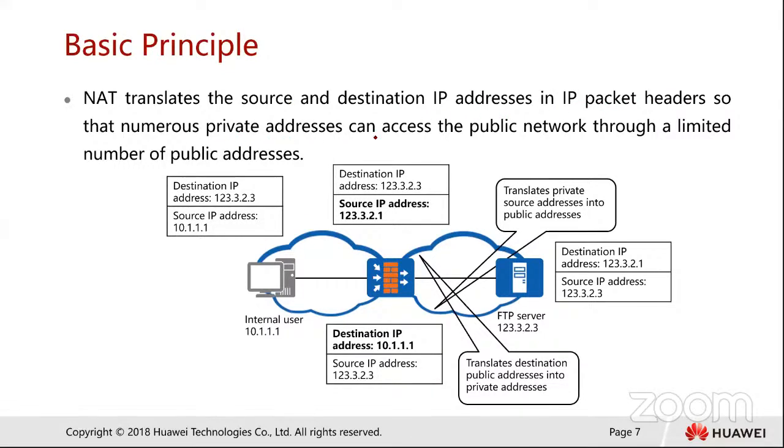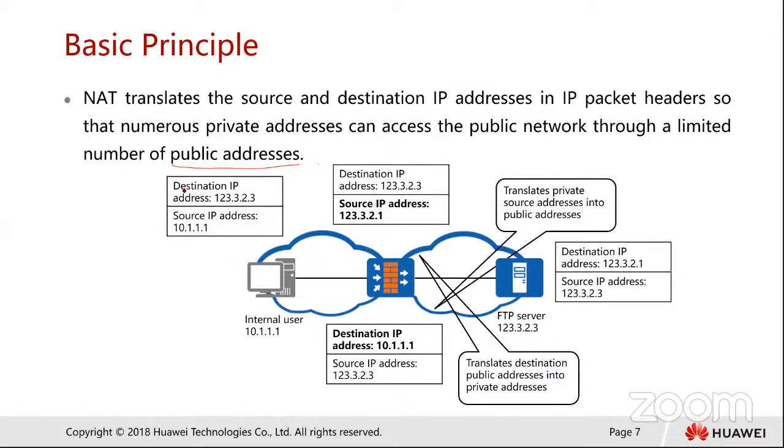can access the public network through a limited number of public addresses. Public addresses are more expensive to acquire, so you can have one public address and use it to translate your internal IP addresses to access the internet.